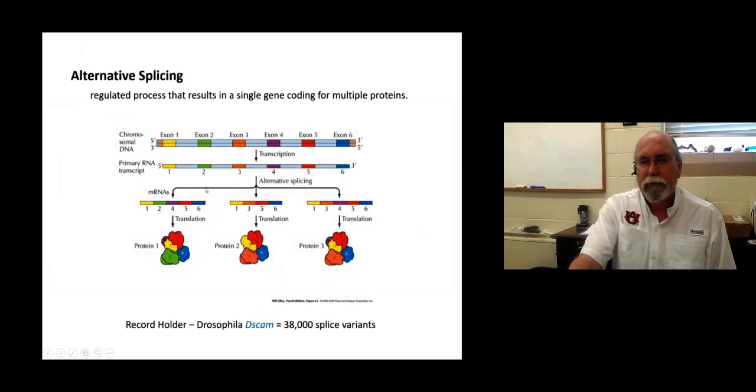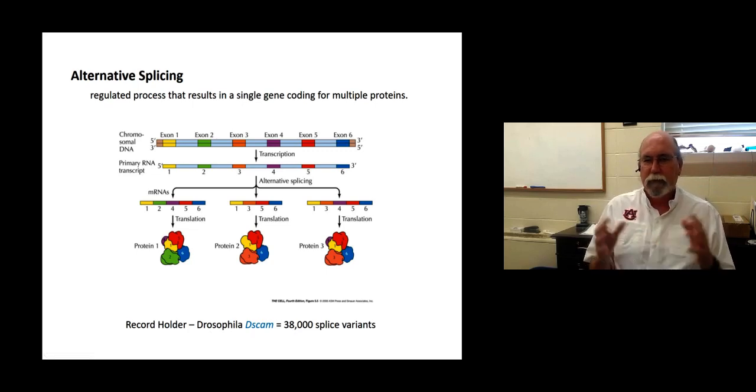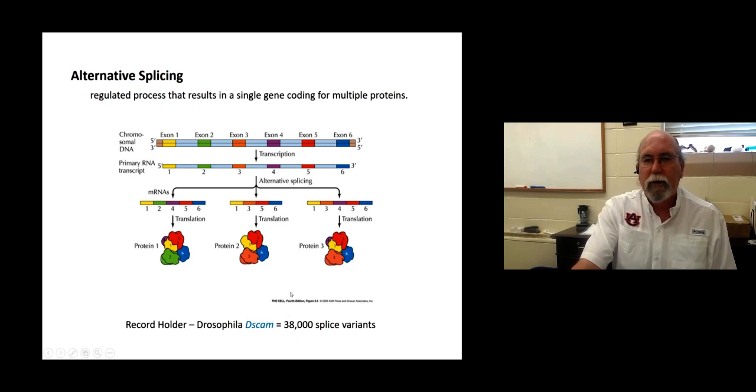Okay. Now some examples here. Here we've got another one: chromosomal DNA, primary transcript. We might make one that involves all the exons. We might skip some, etc. By far the record holder that we know of is in Drosophila. The Dscam protein variant, the one message, can end up making 38,016 or so, currently I think, splice variants. That's more different types of final message than, that's twice the number of genes that are actually found in the entire Drosophila genome. So obviously it's a very, very important outcome that we can have all that splicing.